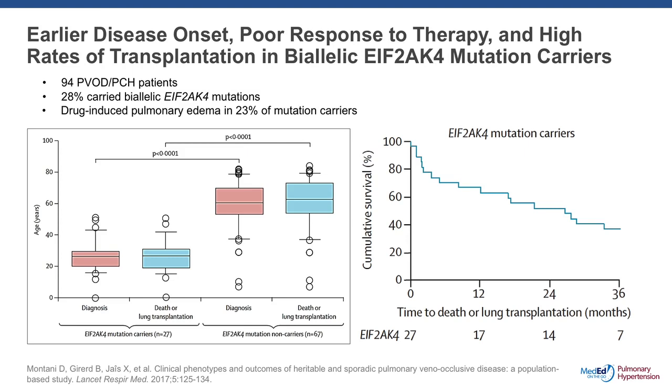Again, the earlier disease onset portends a poor response to therapy and higher rates of transplantation in patients who carry this particular mutation. There were 94 patients in this sample, which is a very large sample size for patients with PVOD, and 28% of them carried the mutation. And you can see from the slide that the patients who did carry that mutation had poor outcomes, death or lung transplantation, versus patients who did not. This is very important genetic mutation information that was shared at the World Symposium, something that could particularly be helpful in identifying pulmonary veno-occlusive disease patients.